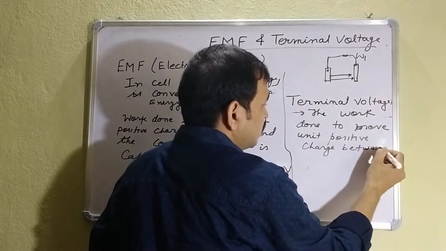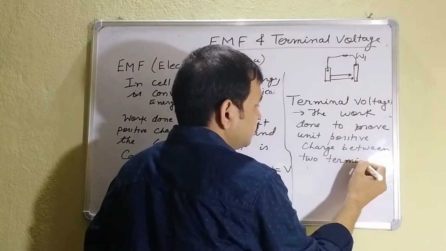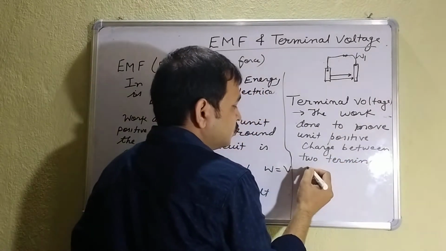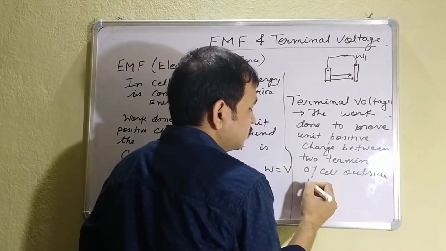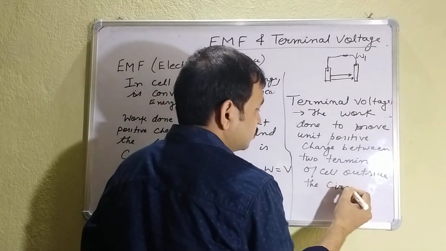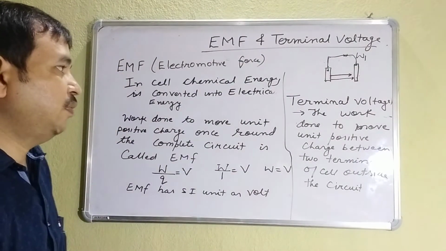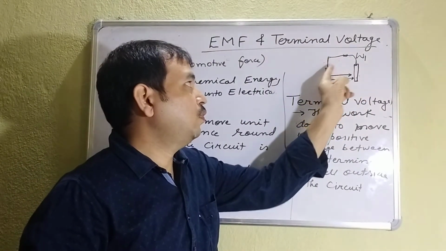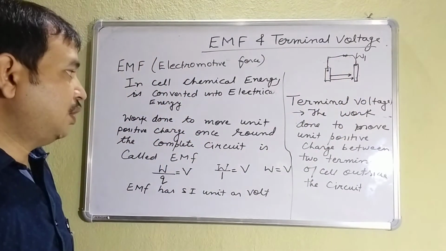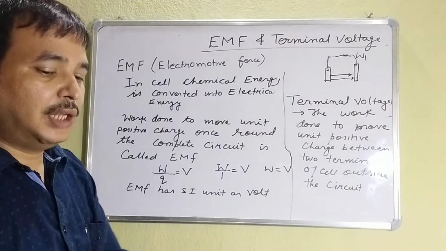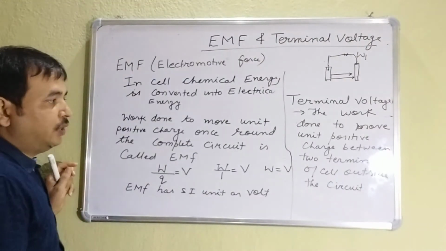between two terminals of the cell outside the circuit. So EMF is the total work done, and the terminal voltage is the work done only to move across the resistor from one electrode to the other electrode. That is the difference. Now we will see the other form also. So you can pause the screen and note down all the things.